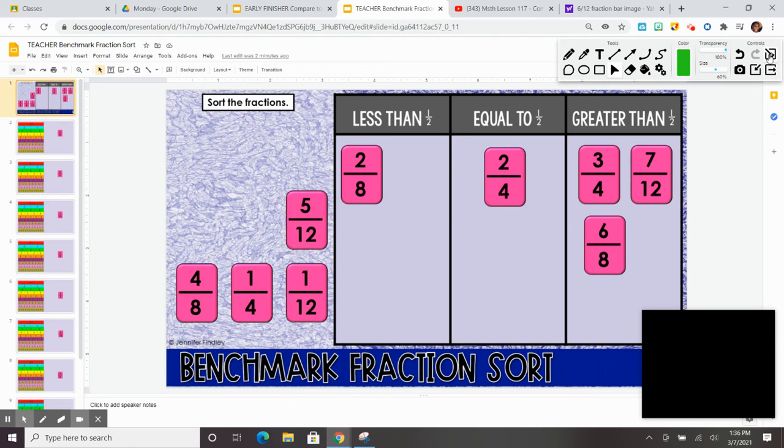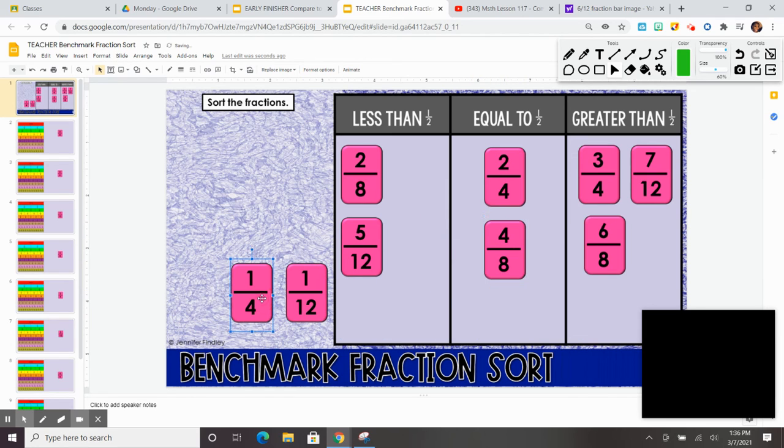All right, so I'm going to delete this and put it over here. Now let's look at 4/8. What is half of 8? Half of 8 is 4. Well, my numerator happens to be 4. So I know that 4/8 is equivalent to, drum roll please, 1/2.